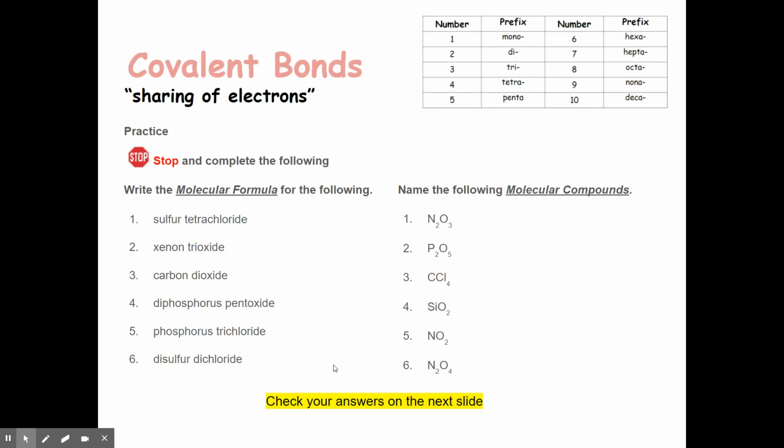All right, so here is a practice. So go ahead and pause right now and practice writing these using the table at the top so you can see your different prefixes. You will not have to memorize your prefixes. And then when you're done, you can go to the next slide and check your answers. So go ahead and pause here.